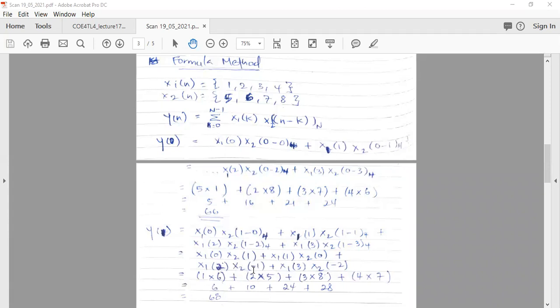Again, we are getting a negative value. You can refer to the graph, you can refer to the circular part, whatever you find is easy for you.